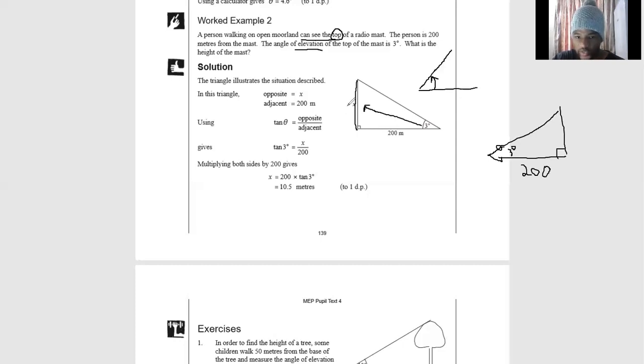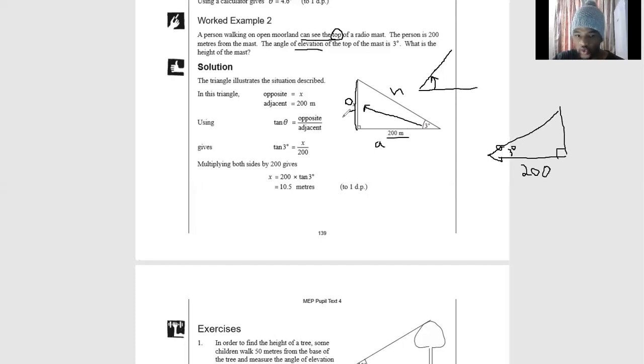The side that is opposite the angle is the opposite side. The side that is opposite the 90 degrees, that's your hypotenuse. And then the remaining side, that's your adjacent. So what are we given in this case? We have the opposite side, which is x, and the adjacent side, which is 200.